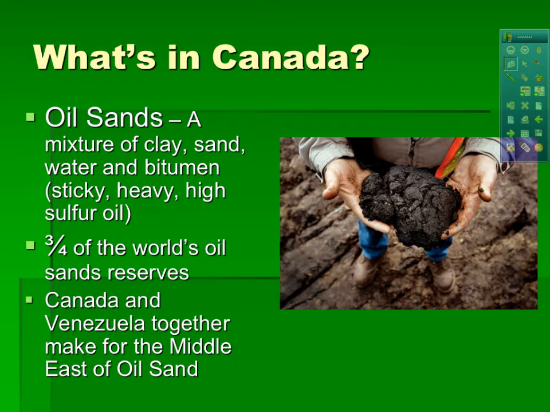Canada right now is making a big deal about their oil sands. It's a mixture of clay, sand, water, and bitumen, which is that really sticky, heavy stuff. Canada has 3/4 of the world's oil sands reserves, which are being used more and more. And Venezuela also has a lot of the oil sands. So they are like the Middle East for oil sand.